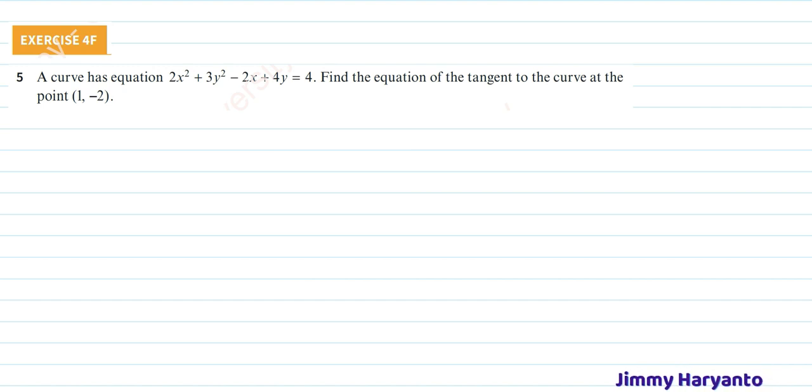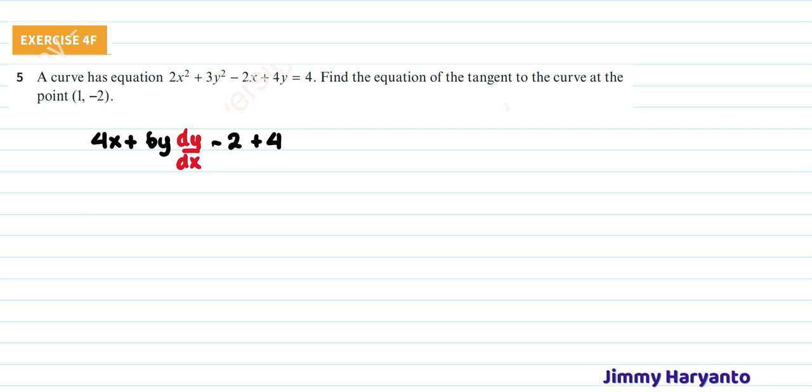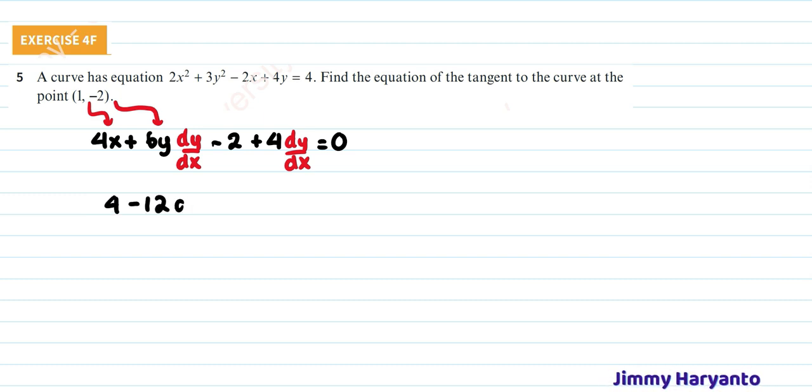Next is question 5. Question 5, you have to find the tangent. That means you have to differentiate it first. For the first one, you'll have 4x. For the 3y squared, you'll have 6y. Don't forget the dy over dx. And then for the negative 2x, you'll have negative 2. For the 4y, you have 4 and then dy over dx. And then for the 4 equals 0. The tangent means you have to find the gradient. To find the gradient, you only have to input the x and the y all together. So you'll have 4 right here. This one is negative 12 dy over dx minus 2 plus 4 dy over dx equals 0.